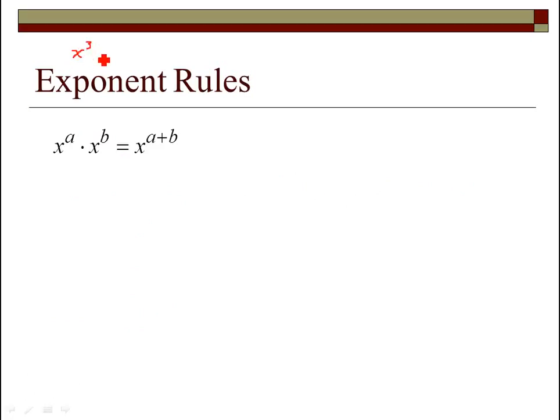x cubed times x to the fifth, look at how the exponents are kind of on the same level. This is when you're adding the exponents. So that's x to the eighth.